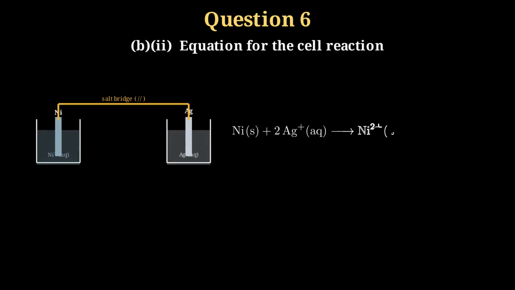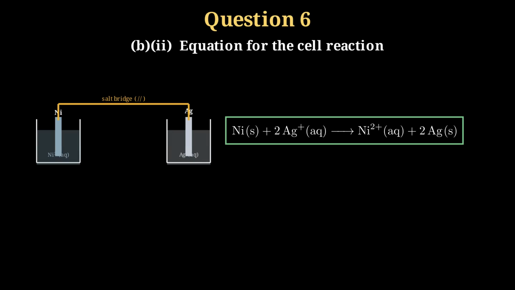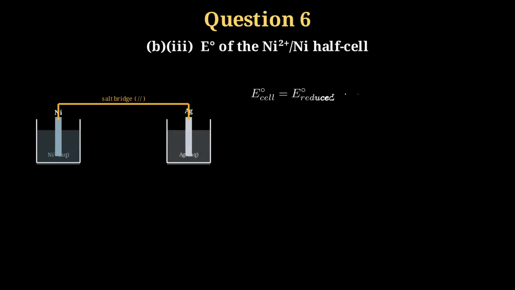Part 2. The overall equation. Nickel is the more reactive metal, so it gives up electrons and dissolves as nickel 2+. Each nickel loses 2 electrons, and each silver ion only needs 1, so we need 2 silvers. Nickel plus 2 silver ions gives nickel 2+ plus 2 silver. The 2 electrons balance.